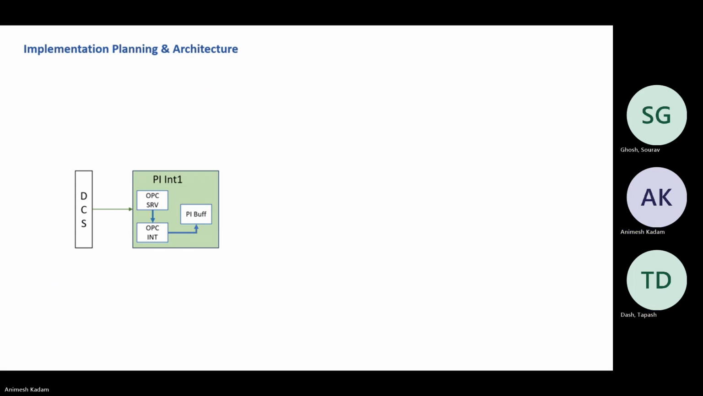Okay. So one interface node can hold multiple interfaces. In your case also, as I can see, you have 4 interface nodes installed right now, right?